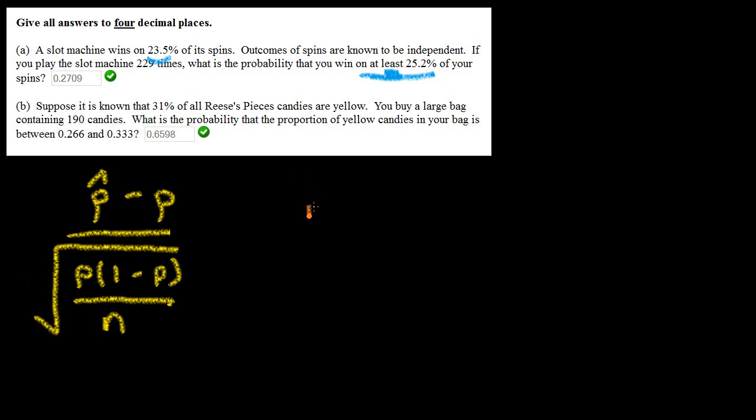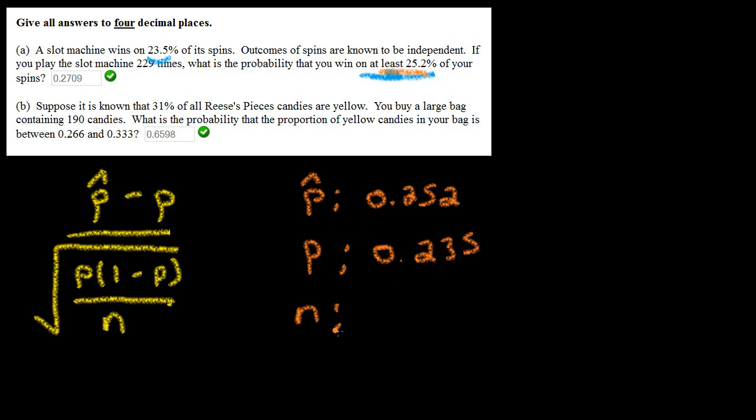So what do we know here? We know p hat, which is the sample's proportion, is given in the question as being at least 25.2%. So we're going to put this down, 0.252. We know our population proportion p is going to be 0.235, and we know our sample size. Our sample size is stated as being 229. I should have said this formula here is going to give you a z-score, and the z-score is what we're going to be using on the standard normal probability table to get our answer.